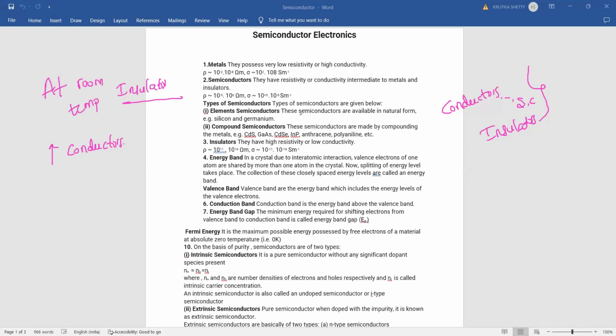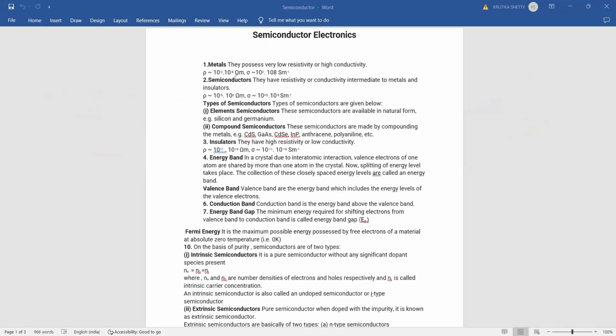You can define the semiconductors as having conductivity in between the metals and the insulators. In the sense, at room temperature it behaves as an insulator, and if you increase the temperature, it will start behaving like a conductor. Those are called semiconductors. Again, in the semiconductors, we have different types.